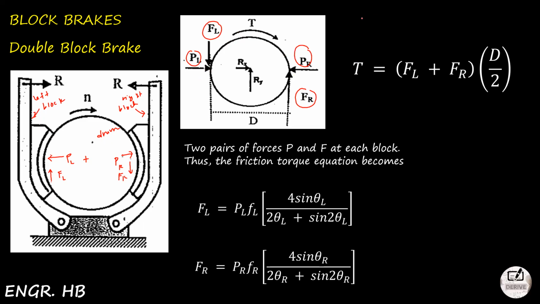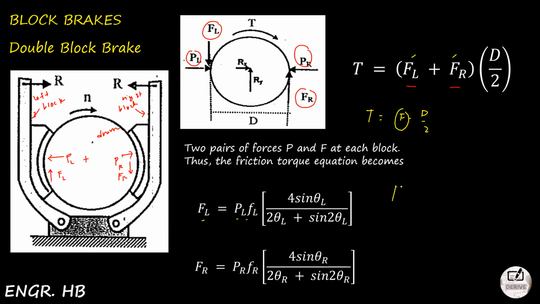And syempre, same pa rin sa torque ng single block brake. Ang pinagkaiba nga lang, magpa-plus na yung dalawang frictional force kasi meron tayong T is equal to force times diameter over 2. And since this is double block brake, so magkakaroon ka ng FL plus FR. Okay, sabi nga, 2 pairs of forces P and F at each block. Thus, the friction torque equation becomes FL is equal to PF for sine theta over 2 theta plus sine 2 theta.